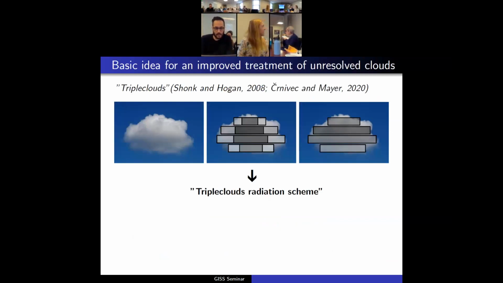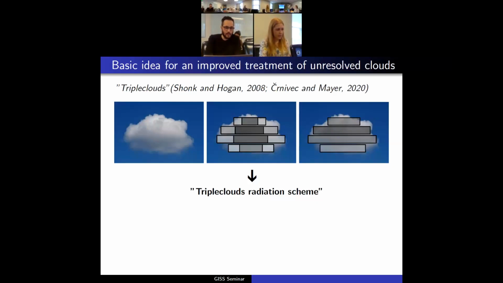And therefore, in the second part of my PhD, I wanted to find a solution which would at least partially eliminate these biases. The basic idea for an improved treatment of unresolved clouds in radiation schemes, which I largely built upon, is called Tripleclouds, which was primarily introduced by Shonk and Hogan. And the underlying concept of this method is as follows.